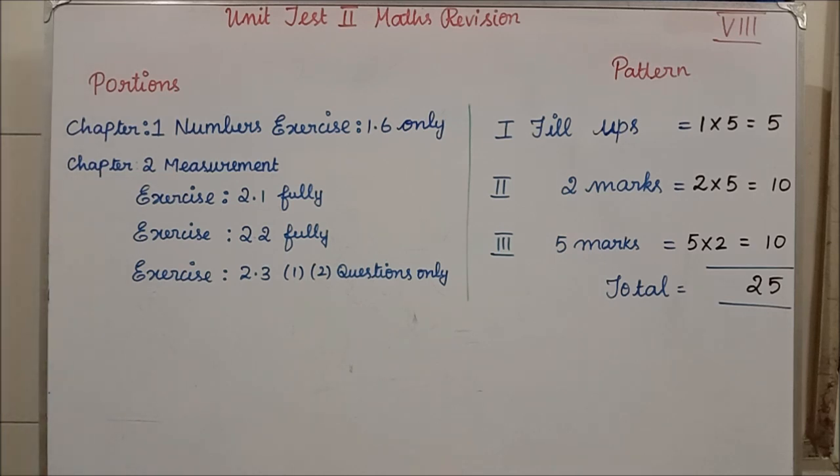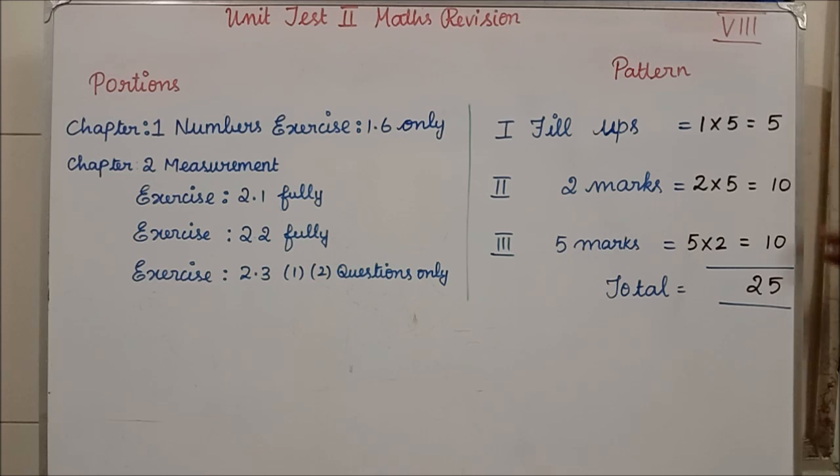Now we'll move on to the pattern. Students, in the first subdivision you will be getting fill in the blanks. Each question carries 1 mark, so the total is 5 marks. Then the second subdivision is 2 marks. In that you will have five 2-mark questions. All five you have to attend, and the total is 10 marks. The third subdivision is 5 marks. In that you will get two 5-mark questions. Both of them you have to attend, and the total is 10 marks.